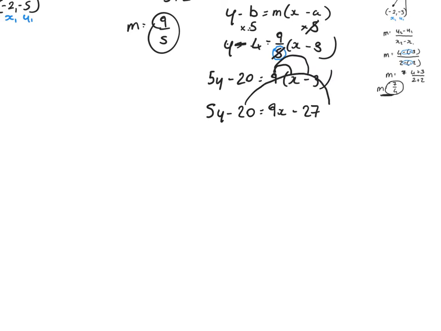I'm going to bring the -20 across the other side, that will become +20. And I get 5y equals 9x minus 27 plus 20. Tidy up the -27 plus 20, and that'll give me -7. Final answer then is 5y equals 9x minus 7.